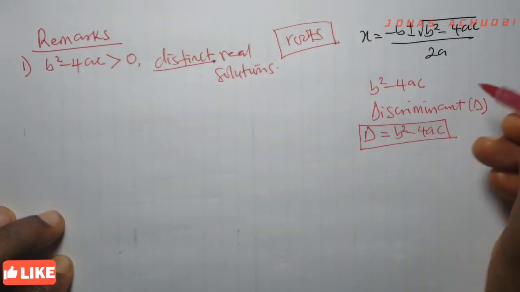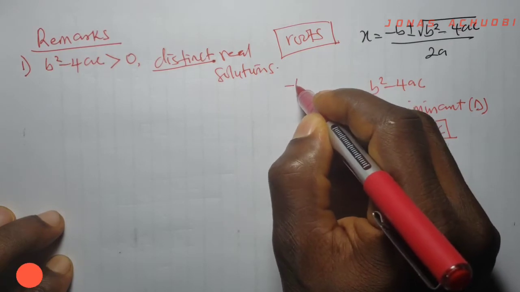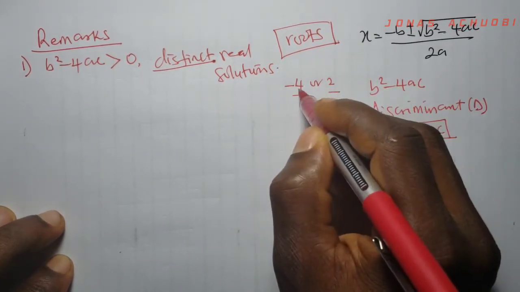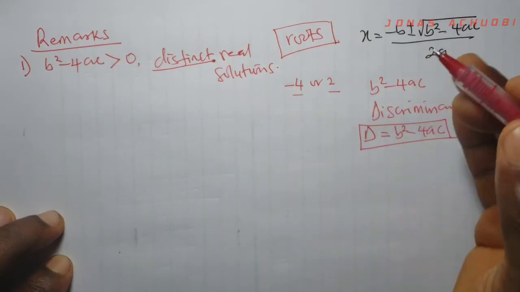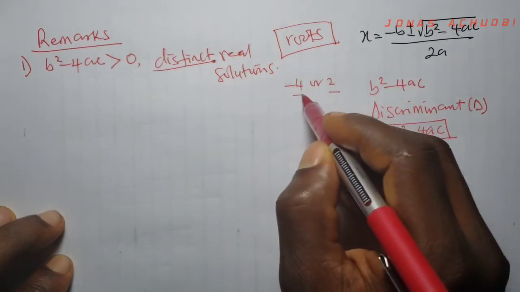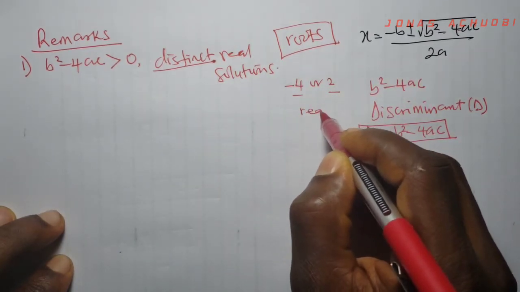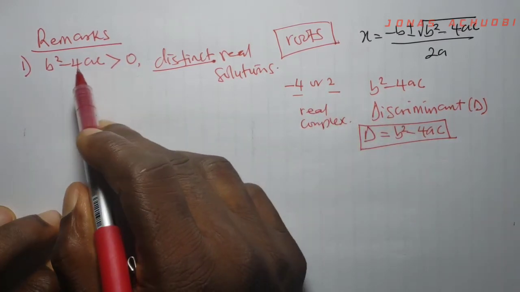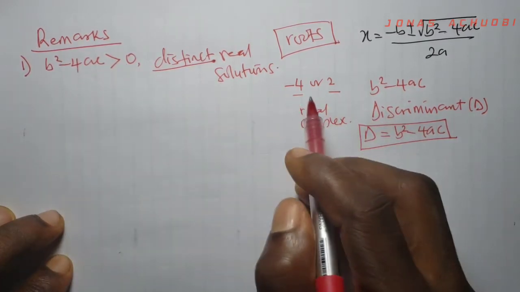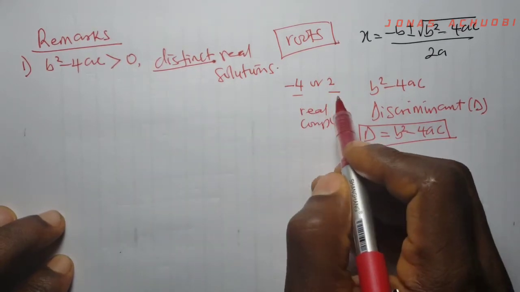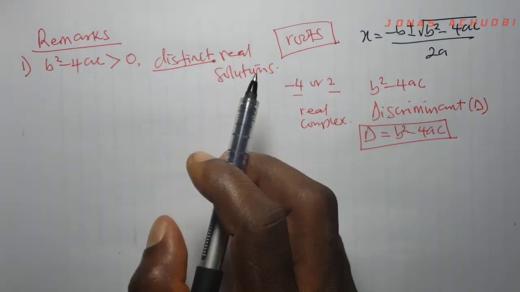For example, like what we solved earlier, we had minus 4 or 2. These are distinct roots because minus 4 is not the same as 2, so they are different, they are distinct. And the second thing is that the roots will be real. So a number is either real or complex. So in this case, if this term is positive, we are sure that we are going to have distinct roots, and the roots are going to be real also.